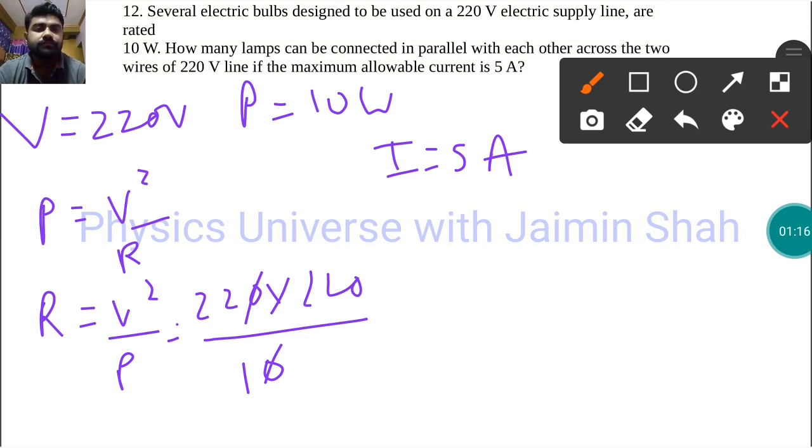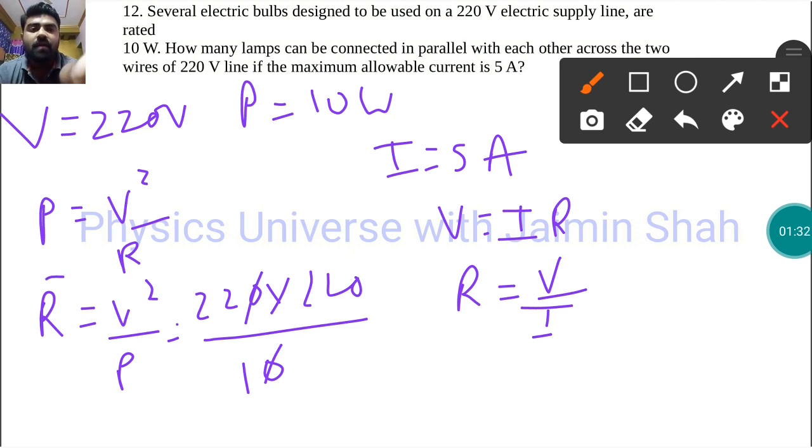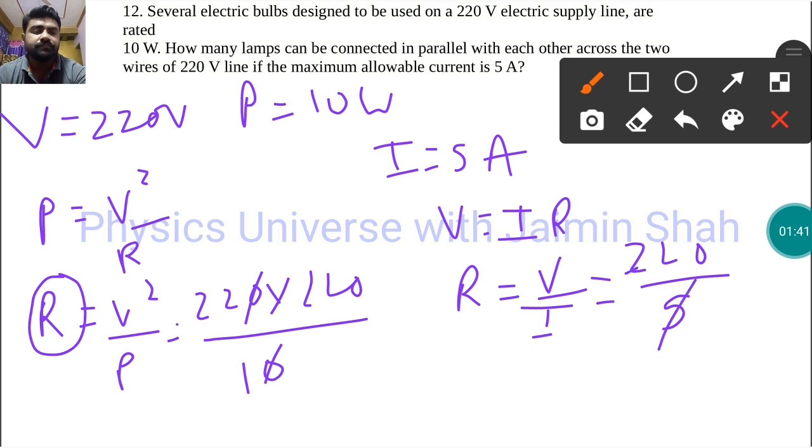Now we are applying 220 volt and the current is 5 ampere. According to the formula V is equal to IR, so R is equal to V upon I. So this is the resistance we need, and here we get V upon I, V is 220 upon I is 5, right? So 5 fours are 20 and 4s are 44. So R is equal to 44 ohm, right?